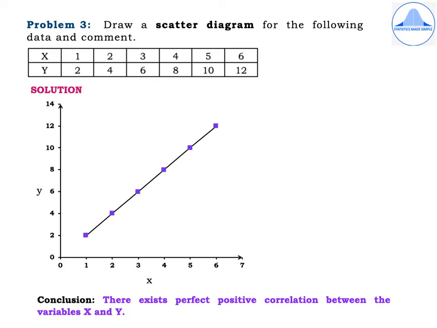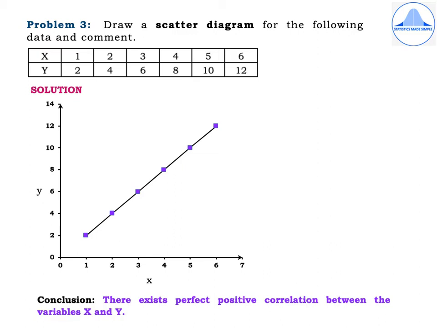Problem 3. Draw a scatter diagram for the following data and comment. The x values are 1, 2, 3, 4, 5, 6 and the y values are 2, 4, 6, 8, 10 and 12. Solution. Now to take the scale for the x and y axis is quite simple.